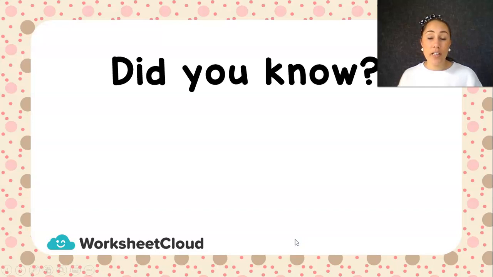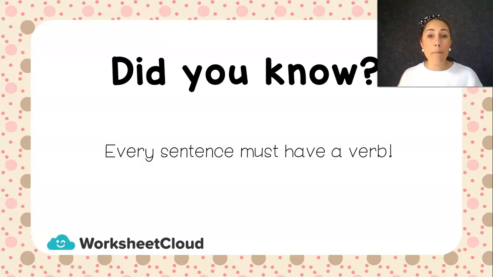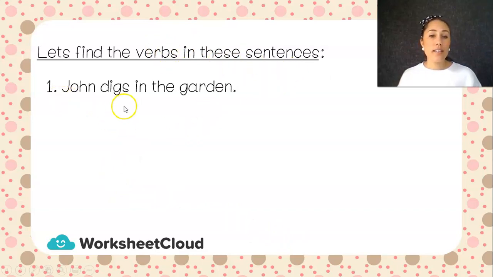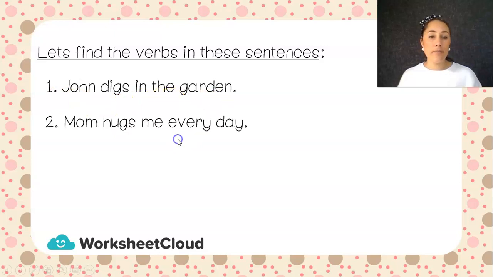Did you know, this is very interesting, that every sentence must have a verb, and that is how important verbs are. Now, if you want to test if it is a verb, you just need to ask yourself, can I do it? So run, can I run? Yes, I can run, so it is a verb. Talk, can I talk? Yes, I can talk, so talk is my verb. So let's find the verbs in these sentences. John digs in the garden. Mom hugs me every day.